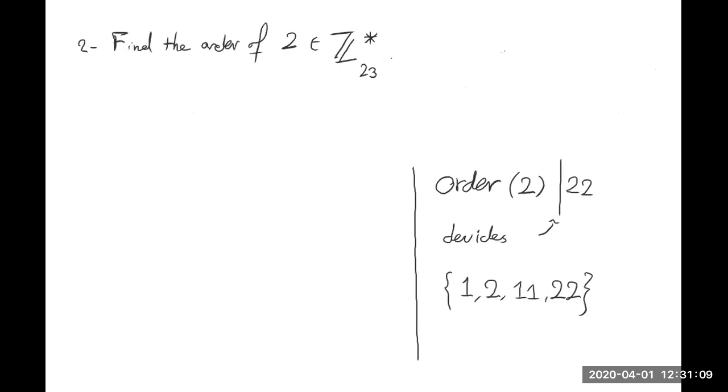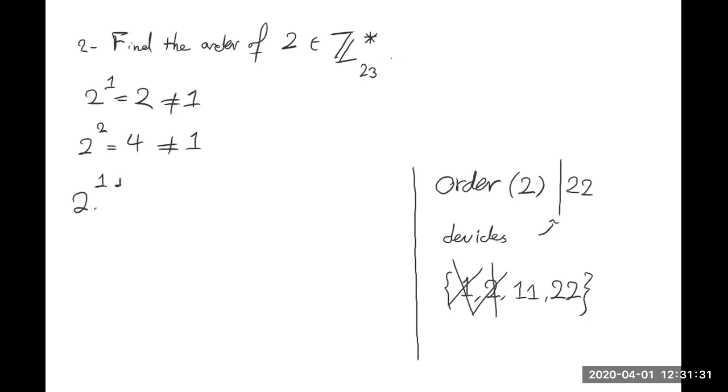Okay, so is the order 1? Well, no, because 2 to the 1 is 2, and it's not 1. And as you also remember, I said only the order of identity is 1. Is the order 2? 2 squared is 4. 4 is not 1. So the order is not 1, it's not 2. Is it 11? We should see if 2 to the 11, mod 23, is 1 or not.